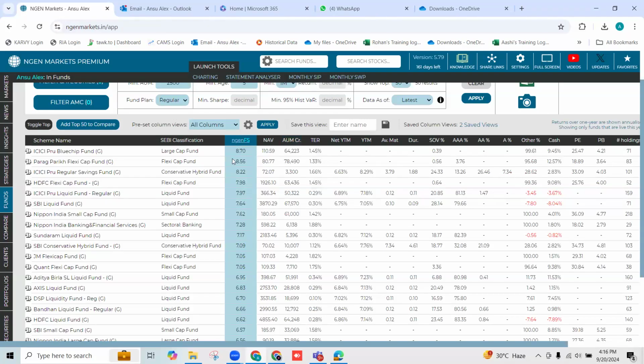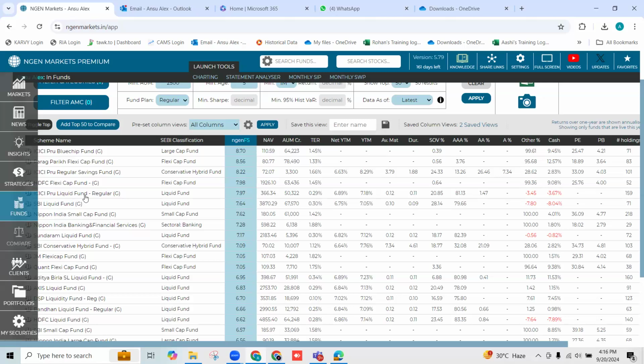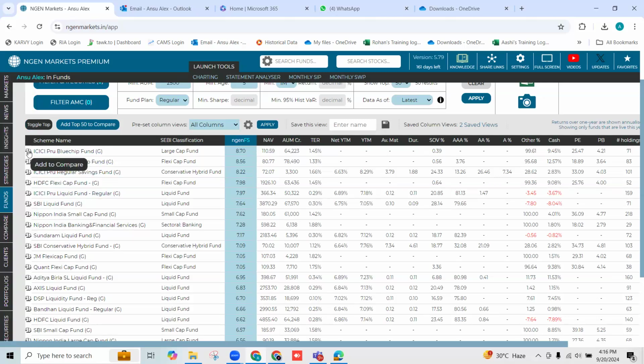Now let's take the funds to the compare tab. How do you do that? You simply click on the compare icon. Now the first category that we are looking upon are large cap funds.